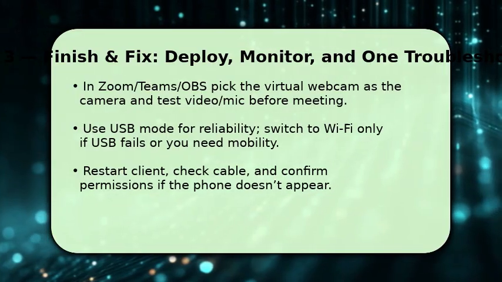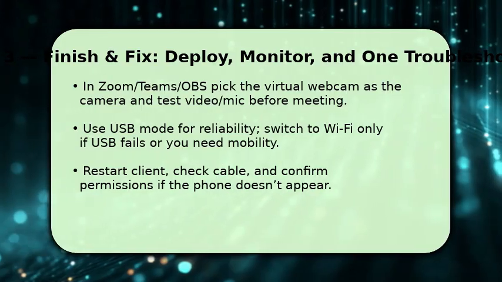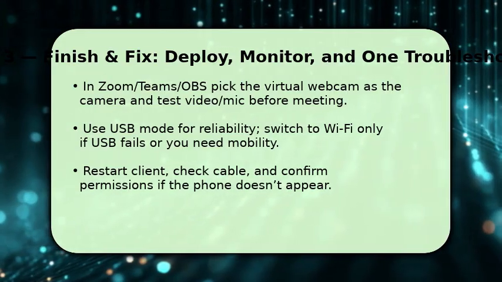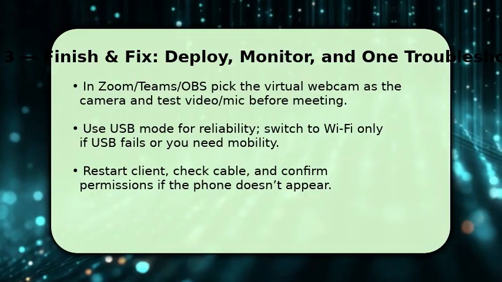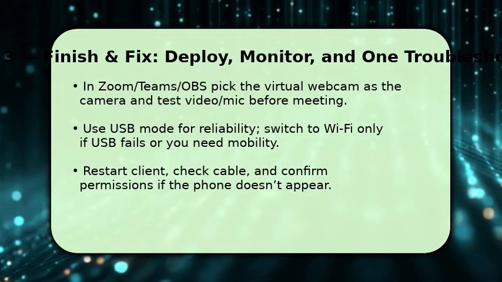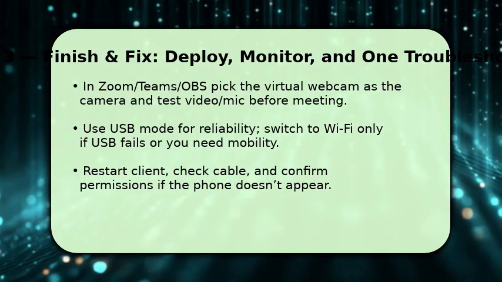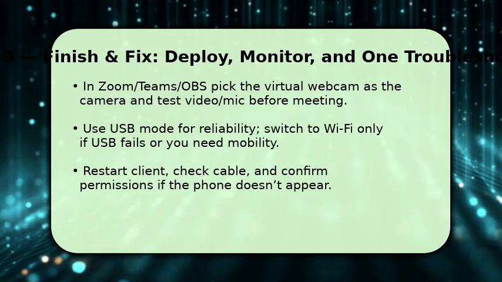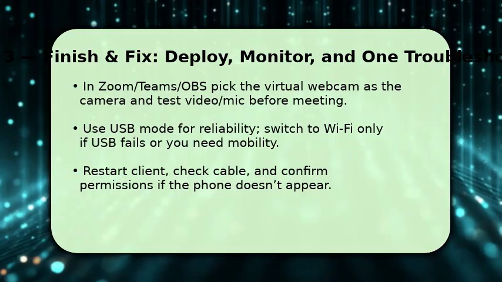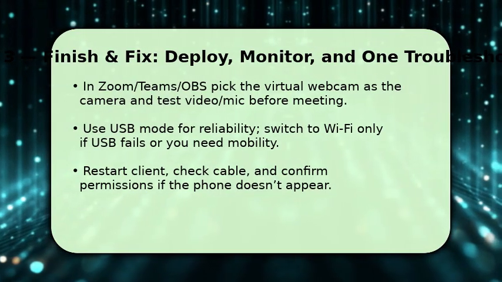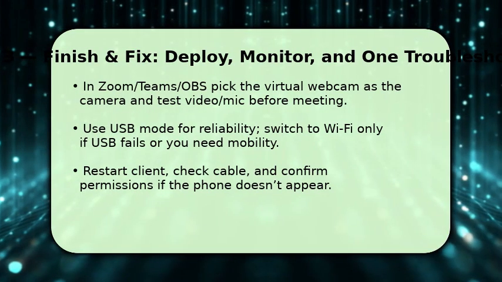Use USB mode for the most reliable feed and only switch to Wi-Fi if you need wireless freedom. Make sure both devices are on the same network then. If the phone doesn't show up, restart the companion client, try a different USB cable or port, and recheck camera permissions on the iPhone. That single fix resolves most connection issues.